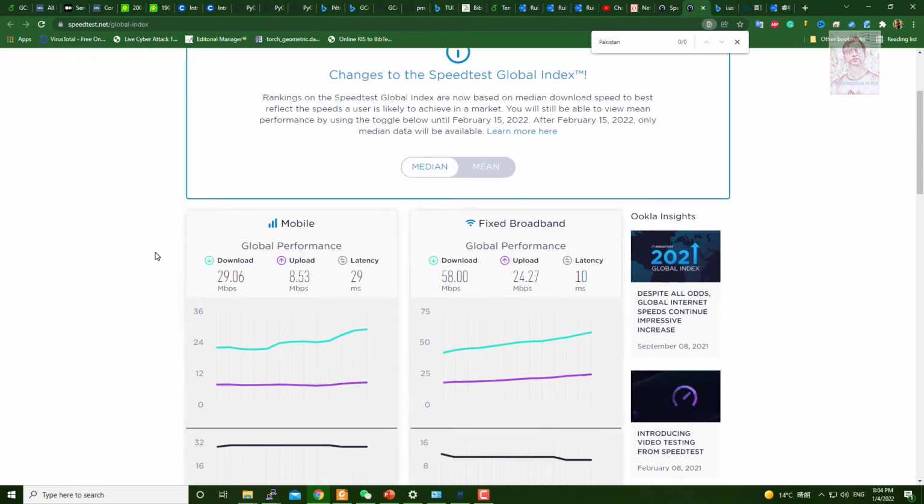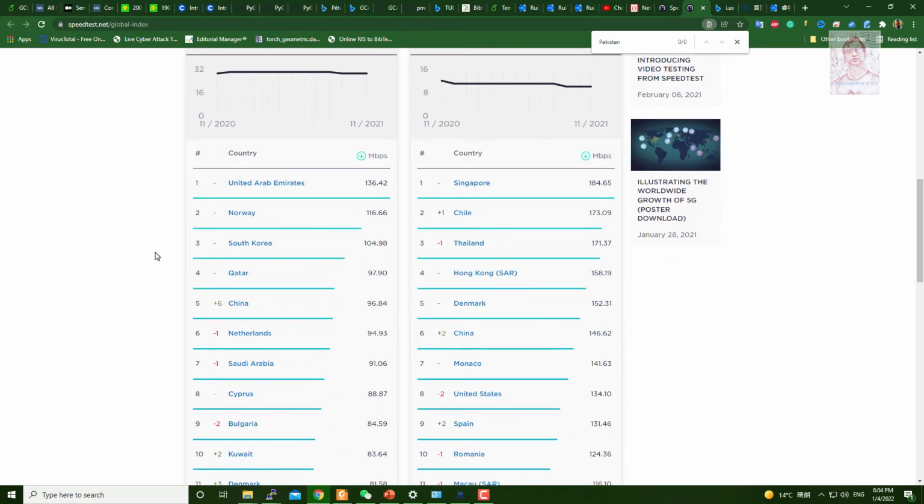Overall, China actually has very good performance. On the global index, China is at 6th place, and on mobile internet, China is at 5th place. So I can say that internet is pretty good in China. Internet is not your problem.